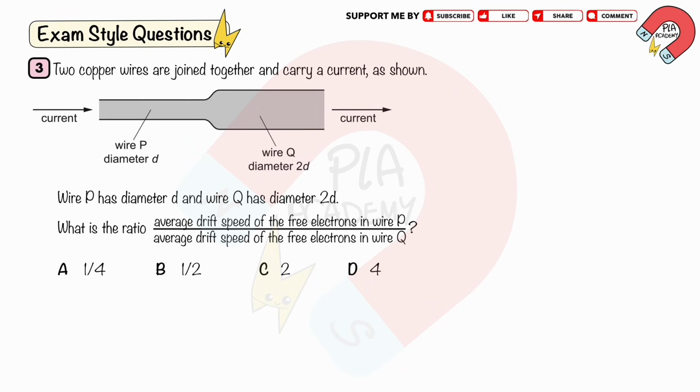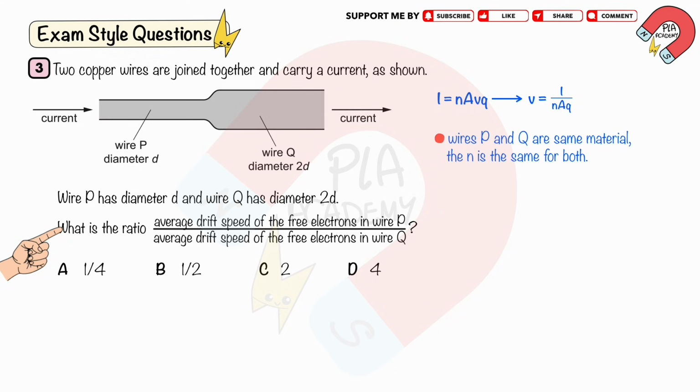Exam style question 3. Two copper wires are joined together and carry a current, as shown. Wire P has diameter d, and wire Q has diameter 2d. What is the ratio of average drift speed of the free electrons in wire P to average drift speed of the free electrons in wire Q? From the equation I equals nAvq, rearranging the equation, v equals I divided by nAq. The wires P and Q are made of the same material, copper. The number of free electrons per unit volume, n, is the same for both. Both wires are connected in series. The current flowing through both wires is the same.